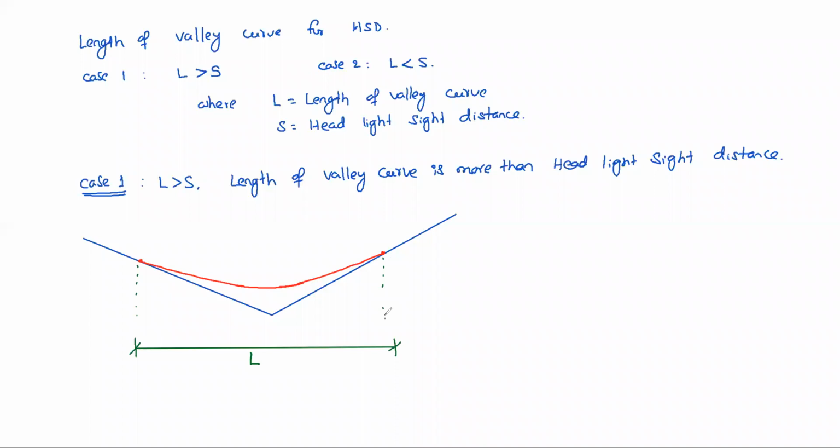Then side distance. The least side distance will be available when the vehicle is at a central position. That means if the vehicle is at the mid of the curve, here at the middle, from this position you will get the least side distance. I will mark that side distance also.